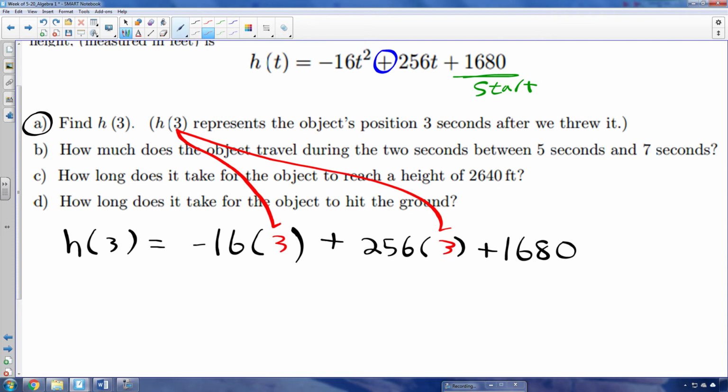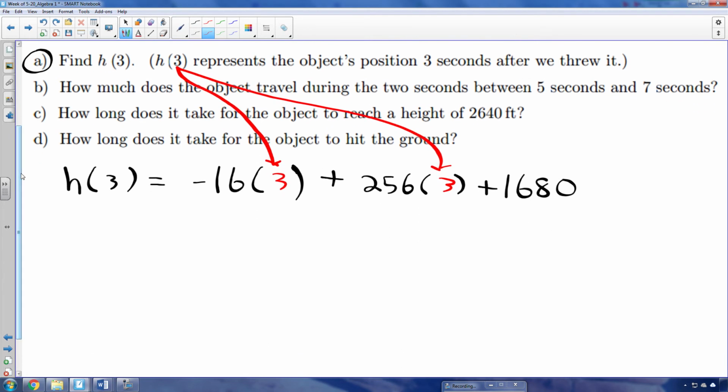Those are not nice arrows. Now I want to just work on that, which is going to be, let's see, negative 48, positive 6, 750, 768, I hope, plus 1680. I did that in my head, so hopefully I got the right number.